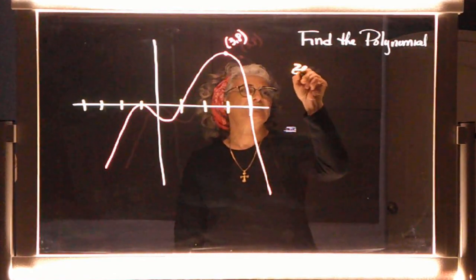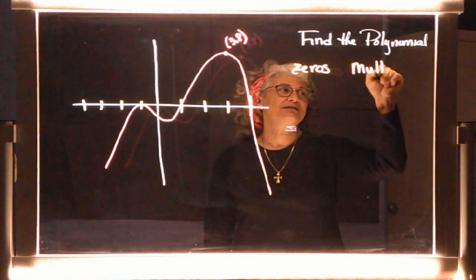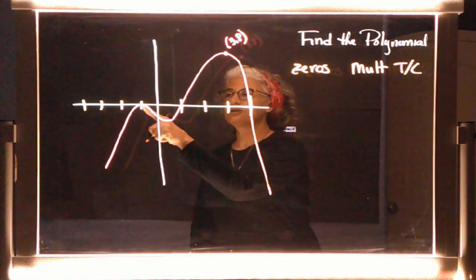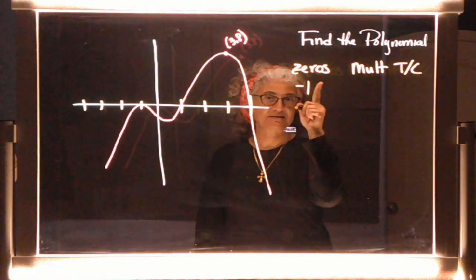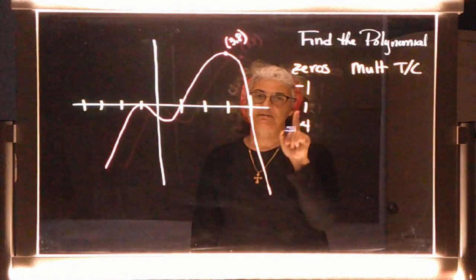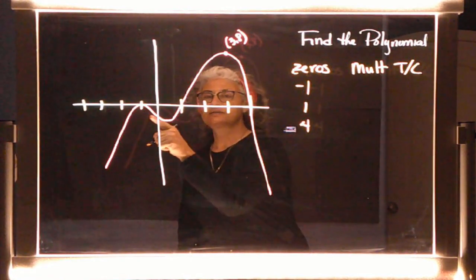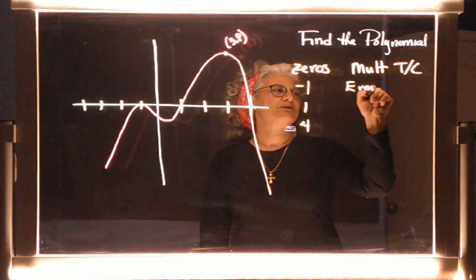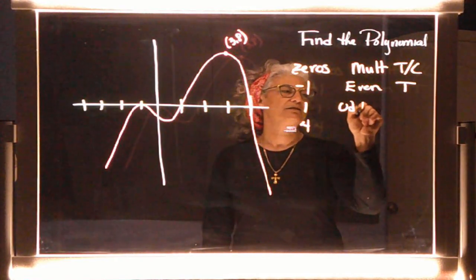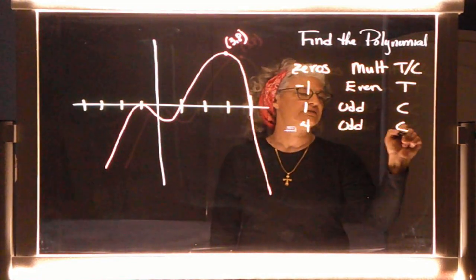I can identify my zeros, right? I can identify their multiplicity based on the fact if they touch or cross. So I'm seeing one 0 of negative 1, because that's an x-intercept, isn't it? I'm seeing another one of positive 1 and another one of 4. Now, the multiplicity on the negative 1, do you notice it touches? So that's even, right? Because it touched. This one crossed, so this is odd because it crossed. And this one crosses, so that means it's odd because it's crossing.